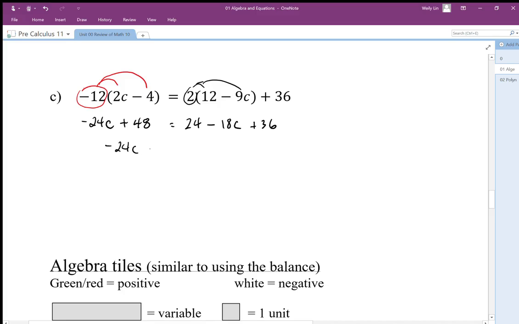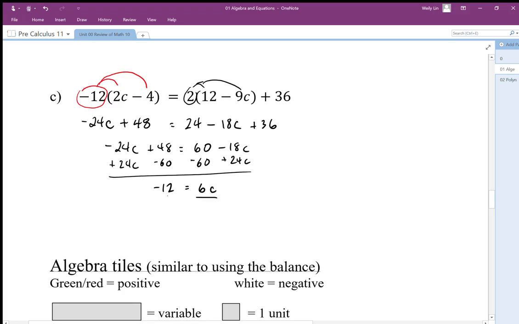So 24c plus 48 is equal to, in this case, 60 minus 18c. So I'm going to add 24 to both sides, 24c. The reason why I'm doing this is because I want the positive c. That means I need to get rid of the 18c on both sides. So I end up with negative 12 equals positive 6c, and then dividing by the positive 6, I end up with c equals negative 2. So there's my solution.